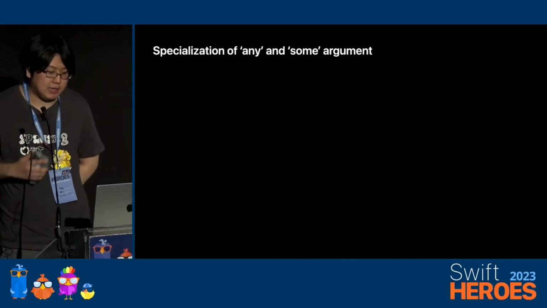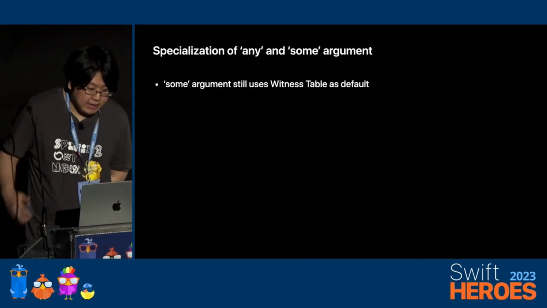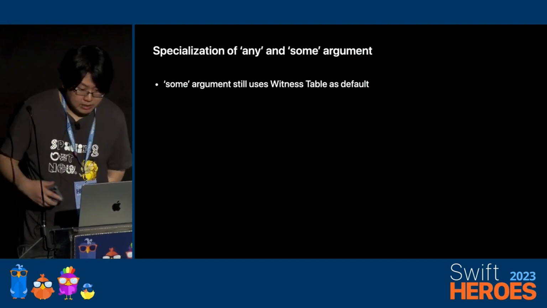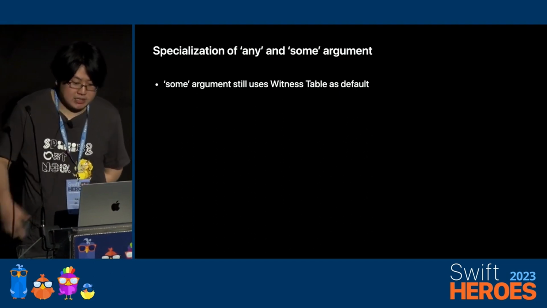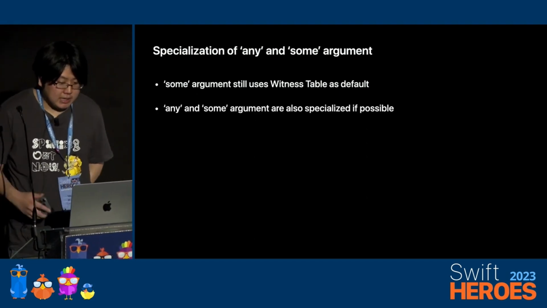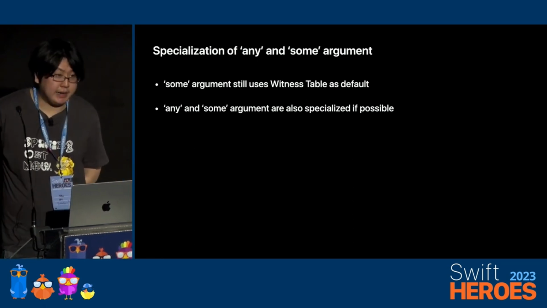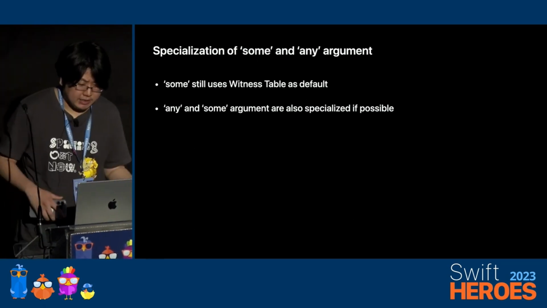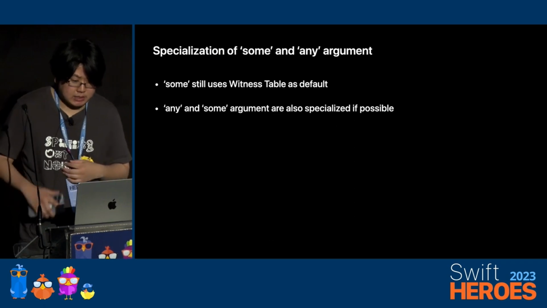Let's focus on any and some. As I said earlier, some argument is syntax sugar for generics, so arguments of opaque type use witness tables by default. Also, any and some arguments are specialized by the Swift compiler's optimizer. We found any and some are specialized by the optimizer in some examples.